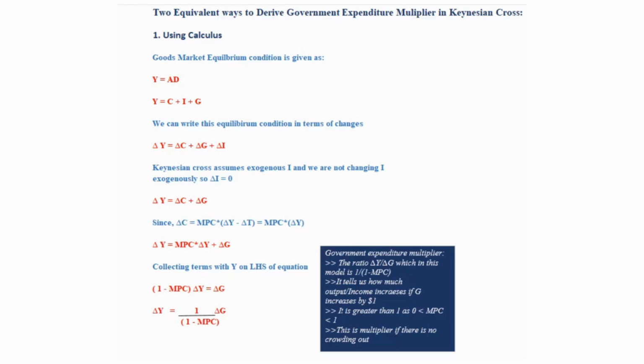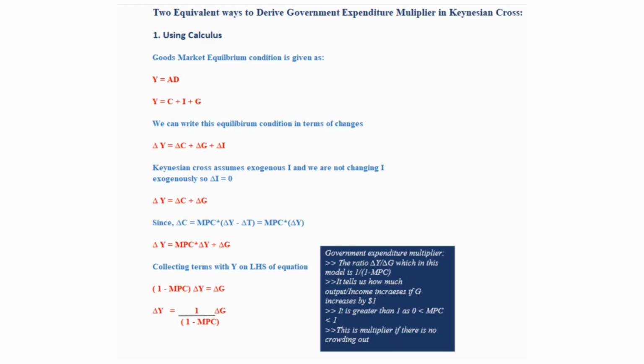Now we know that consumption C is equal to C naught, autonomous consumption, plus MPC times disposable income, which is Y minus T. Now if I write delta C, that would be delta C is equal to delta C naught plus MPC times delta Y minus delta T. Now, autonomous consumption is also not changing, so delta C naught is zero. So this becomes delta C is equal to MPC times delta Y minus delta T.